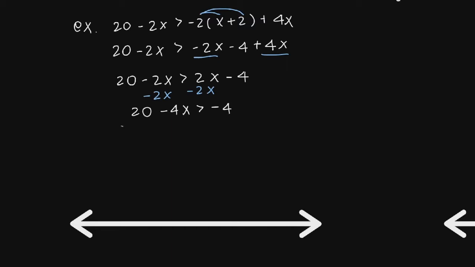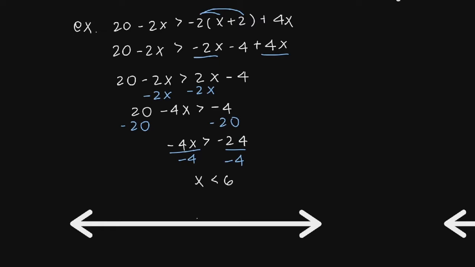And then we'll want to move the 20 over, so subtract 20. Negative 4x is greater than negative 24. And then divide by negative 4. So then we get x is less than, since we divided by a negative, we have to flip the sign. So x is less than 6.